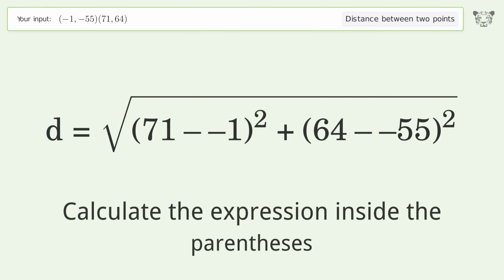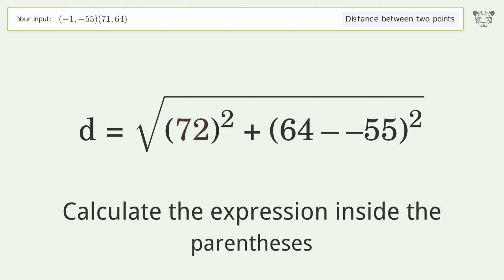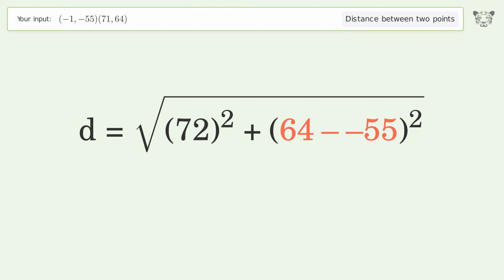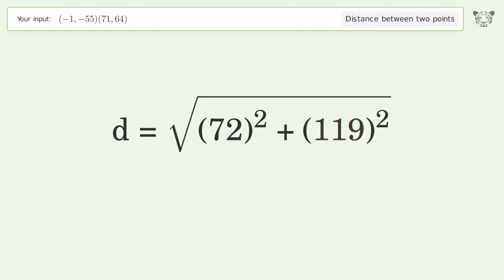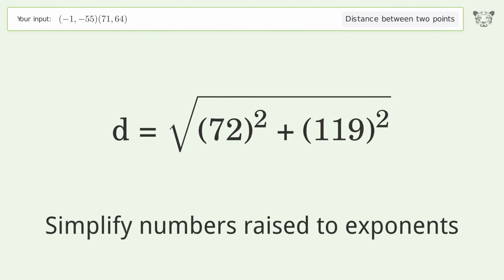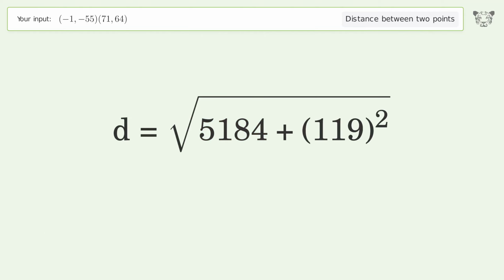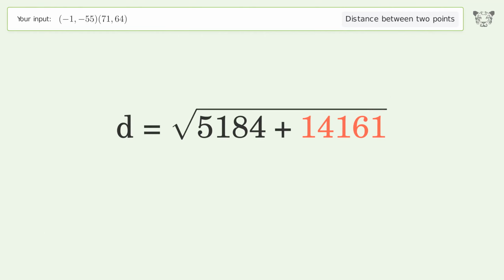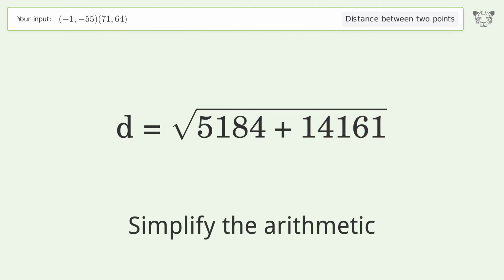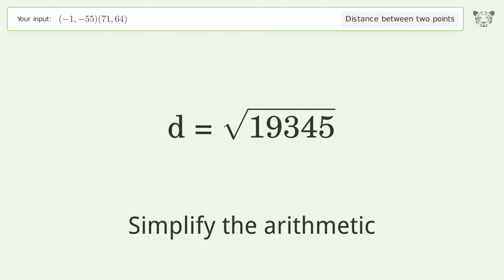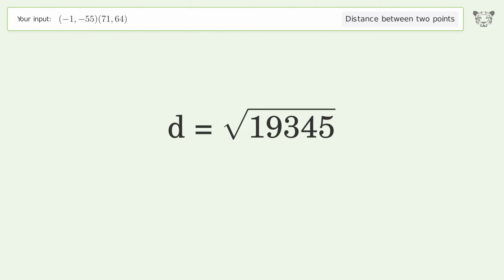Calculate the expression inside the parentheses. Simplify numbers raised to exponents. Simplify the arithmetic. And so the distance between the 2 points is the square root of 19,345, or 139.086.